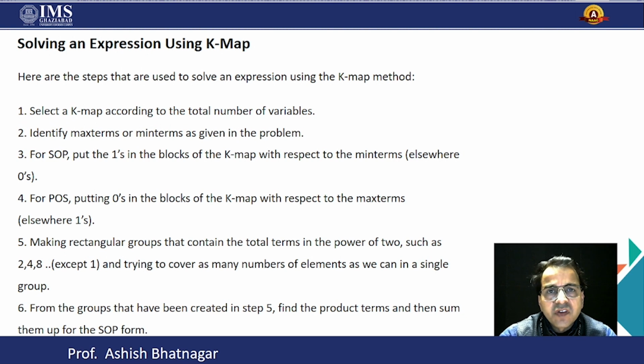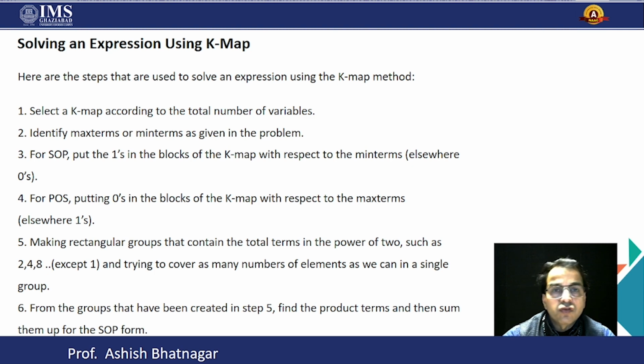So these are the steps to create the K-map. First, select the K-map according to the total number of variables. For example, if you have 4 variables, we will create a 4 variable K-map. If we are given 3 variables, we create a 3 variable K-map and so on. A 4 variable K-map is sufficient to solve most complex circuit logic diagrams, right? Then identify the minterms as given in the problem.